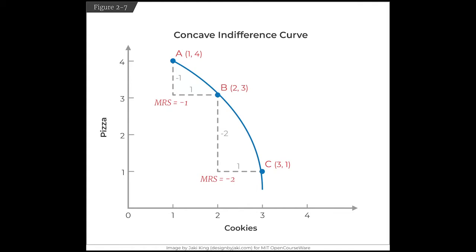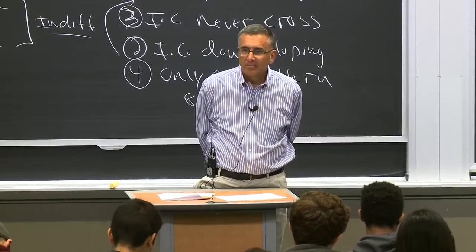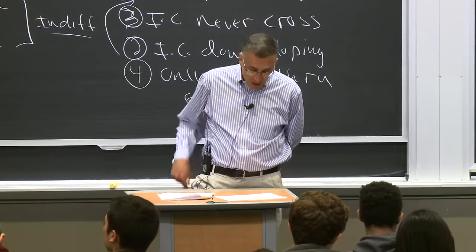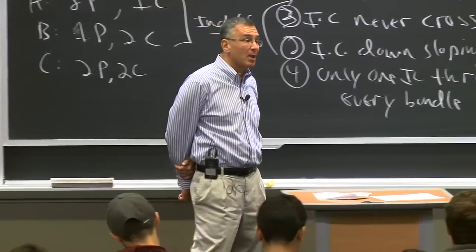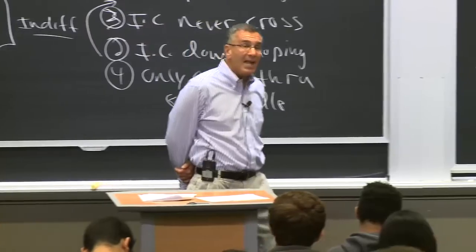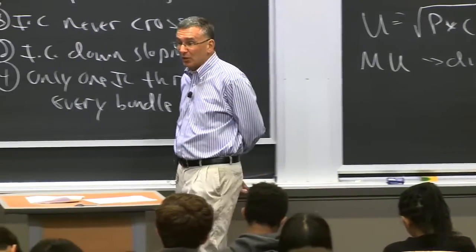What does that violate? Why does that not make sense? Yeah, the law of diminishing marginal utility. Here, you were happy to give 1 slice of pizza to get 1 cookie. Now you would give 2 slices of pizza to get 1 cookie, even though you have less pizza and more cookies. That can't be right. As you have less pizza and more cookies, pizza should become more valuable, not less valuable. And cookies should become less valuable, not more valuable. So a concave-to-the-origin indifference curve would violate the principle of diminishing marginal utility and diminishing marginal rate of substitution.